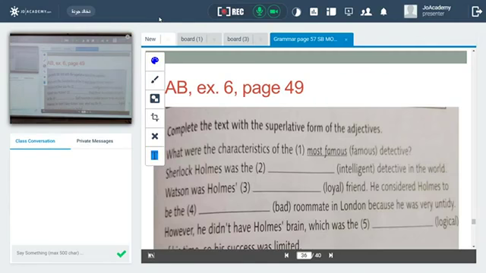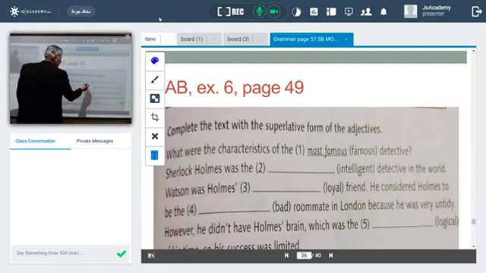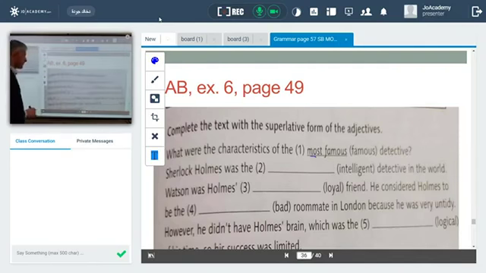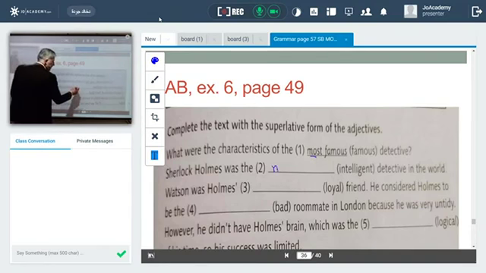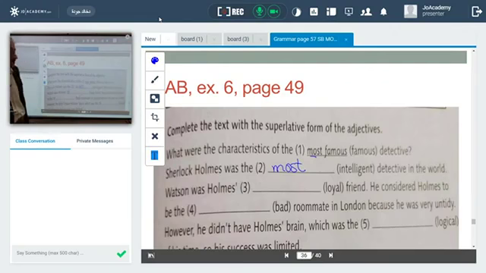What were the characteristics of the most famous detective? Here we put what? We put most famous. Sherlock Holmes was the most... Of course, it becomes most. And we said the most means al-akthar, the most intelligent, al-akthar thaka'. The least means al-aqal, or less. We didn't come to the least. The most intelligent detective in the world.